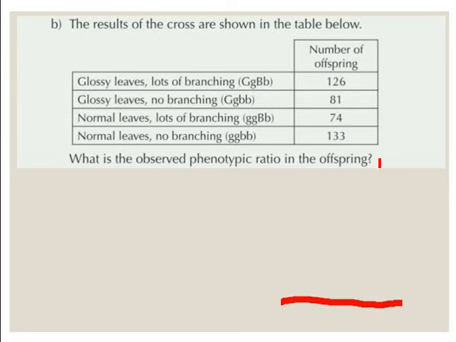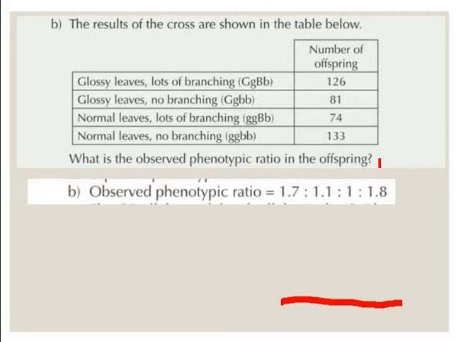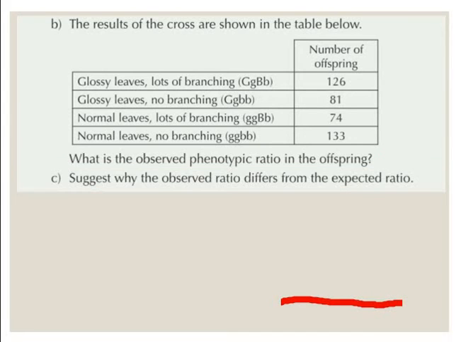I'd like you to now figure out what is the actual phenotypic ratio that was gotten, remembering that you just divide everything by the smallest number. Okay, and in this case, the smallest number is 74, so you divide everything by 74, and this should be your observed phenotypic ratio. Suggest why the observed ratio differs from the expected ratio. Stop the video here to answer it.